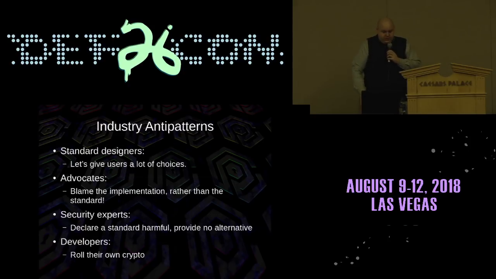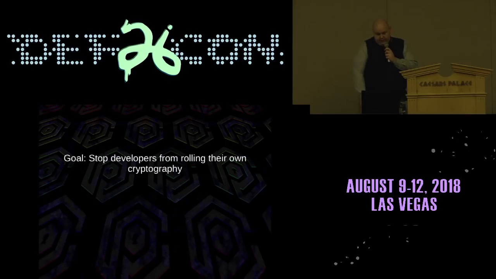And then developers roll their own crypto because they're not given an alternative. And this is what happened with JSON Web Tokens and the other half of my talk that I wanted to go into. So can you really blame developers for rolling their own crypto when they're not given a viable alternative to bad designs? I say no.